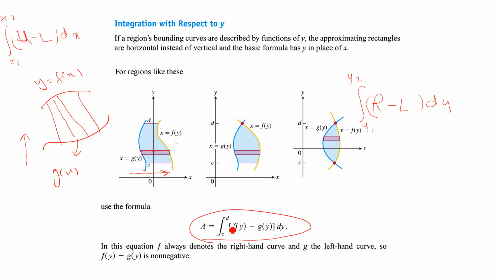A is equal to the integral from c to d, of course, y varies from c to d, of f(y) minus g(y) dy. So f is the right curve, g is the left curve. f minus g will be positive, because the value of f is greater than the value of g. That is, right curve minus left curve, right? So this is the key, and the rest is as usual. You have to integrate, but this time you have to integrate with respect to y, and you have to find the limits for y.